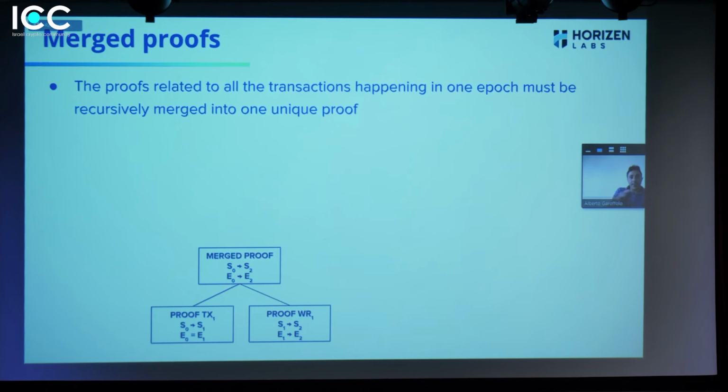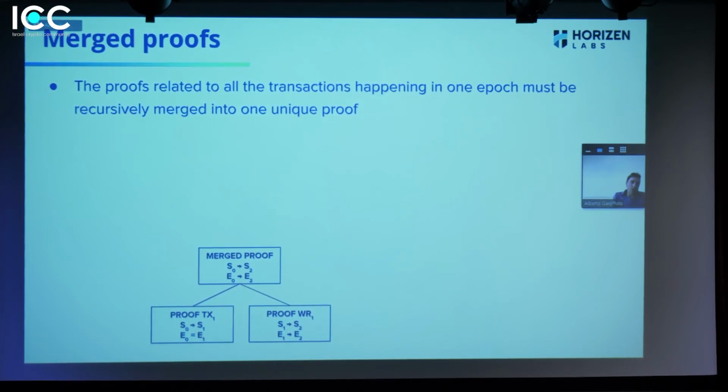Okay, here, let's see this example. Here you can see that we have the proof for transaction one, that is transitioning the state from S0 to S1, and the backward transfer list from E0 to E1, but they are the same. And then we have also the proof for the withdrawal request that goes from S1 to S2, and the transition E1 to E2, because now we have the backward transfer in the list of backward transfers.